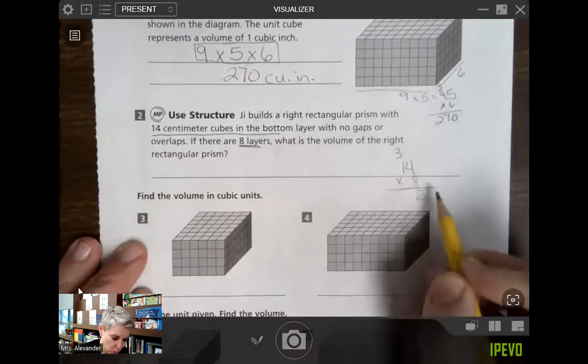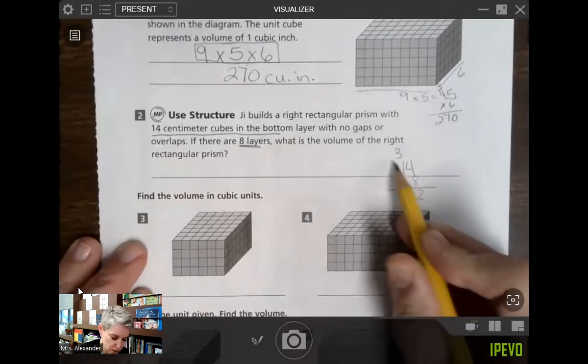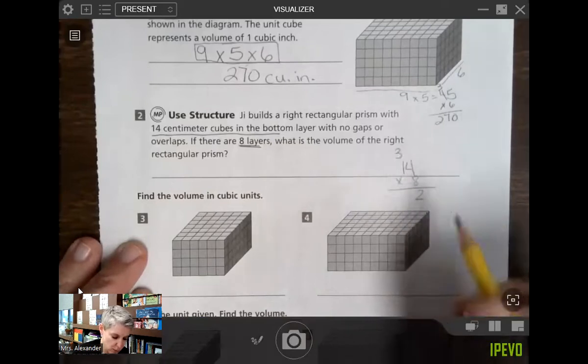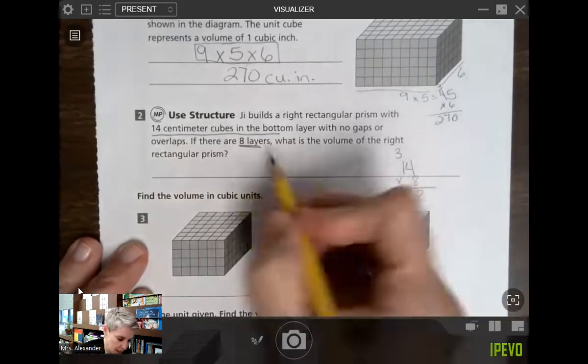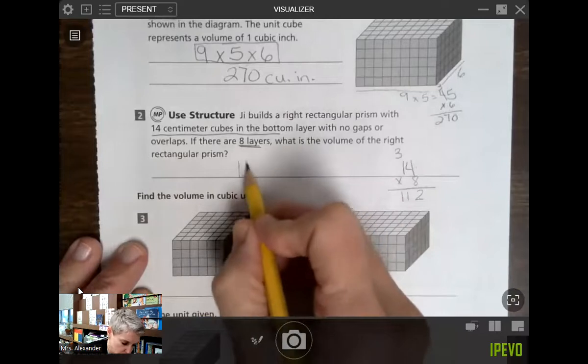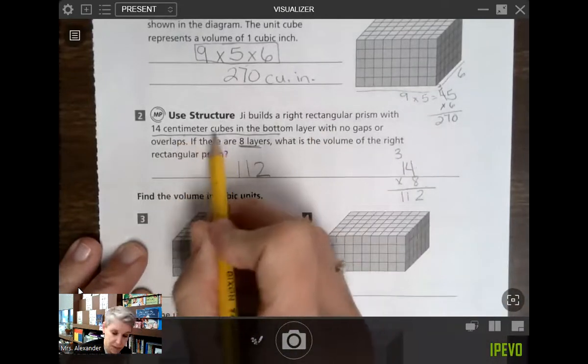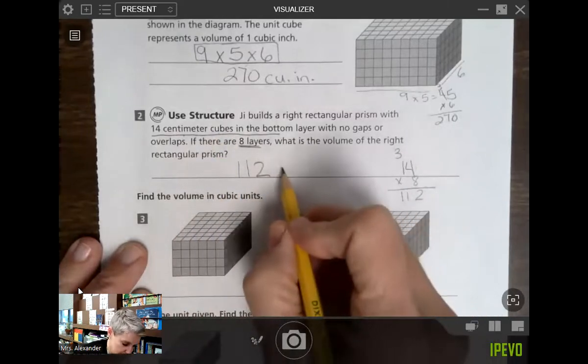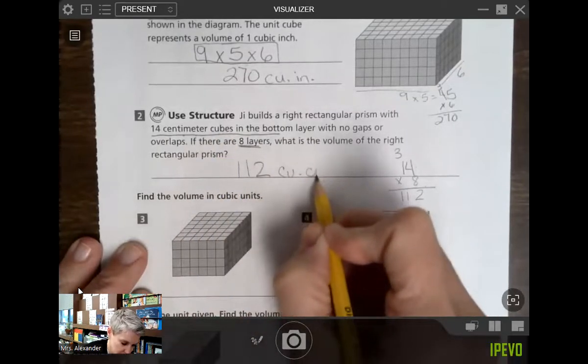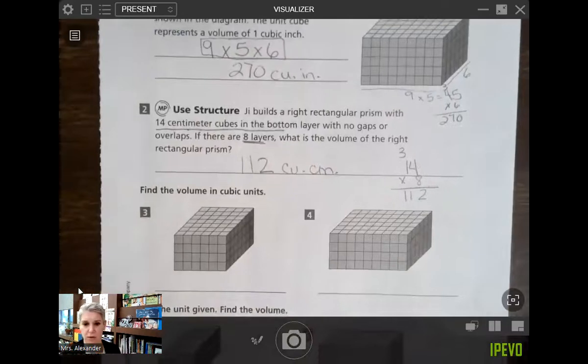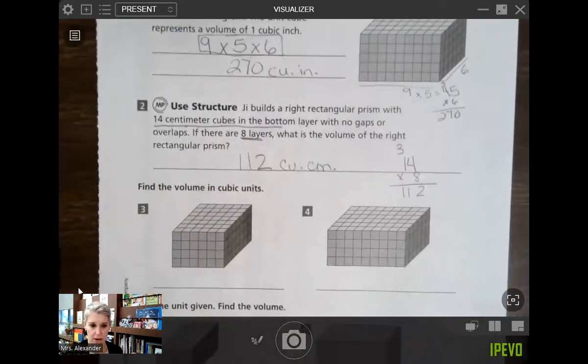When I do the work, 8 times 4 is 32. 8 times 1 plus 3 is 11. I would have 112. It's centimeter cubes, so we're going to say cubic centimeters, and I'm abbreviating those for us right now. All right, good job.